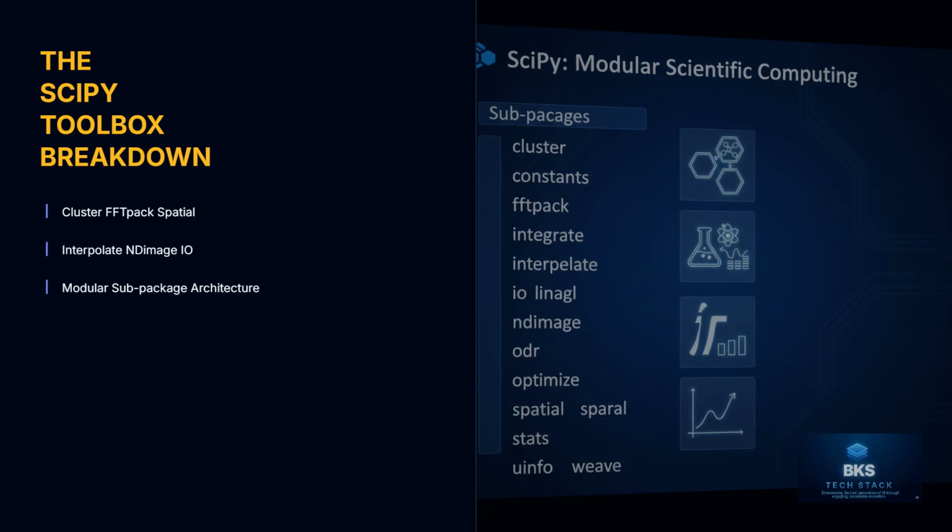We have FFTPack for fast Fourier transforms, essential if you are doing any kind of frequency domain analysis in signal processing. Then there's spatial for KD trees and nearest neighbor queries, super important for geometric data analysis. Ndimage handles n-dimensional image processing, allowing for filters and interpolation on massive image datasets.